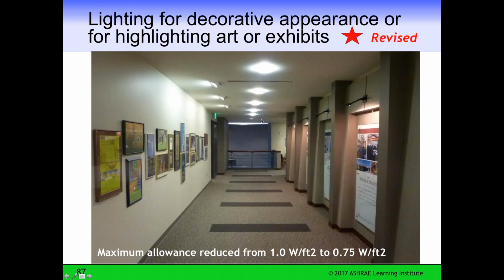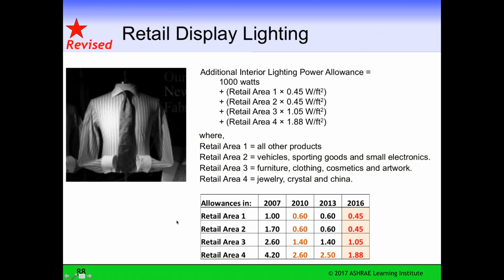So here you have a corridor where you have your corridor lighting in the ceiling. Then you have wall washers providing light for decorative lighting, and then another set of wall washers for lighting the information panels on the right. In 2006, this maximum allowance for decorative lighting used to be a watt per square foot on a use it or lose it basis. You couldn't transfer it to other spaces. And in 2016, it's been reduced to 0.75 watts per square foot.